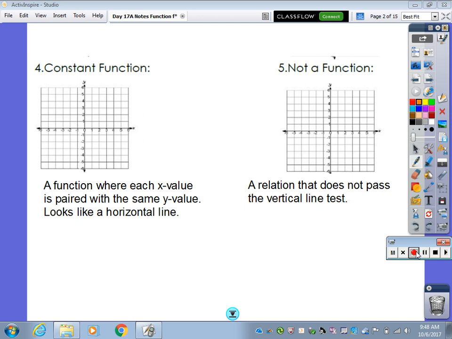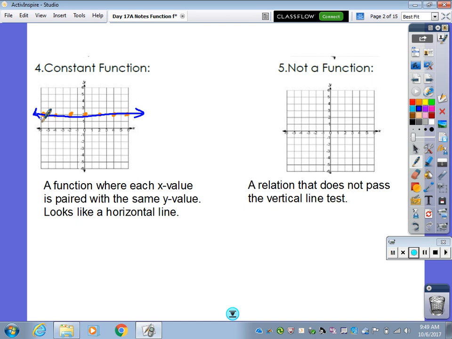Our next type is a constant function. A constant function is where each x value is paired with the same y value. On this one, 2, 4, 6 are all paired with positive 2, and I can continue that way as well. This would be an example of a discrete function and is also a constant function. We could have a constant function where all the x values are paired with the same y value, and it could be a continuous function as well.